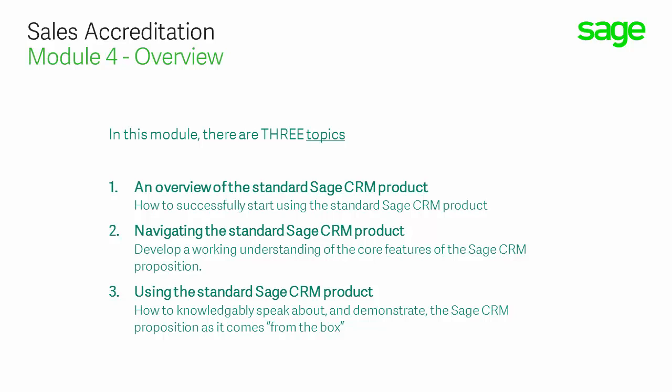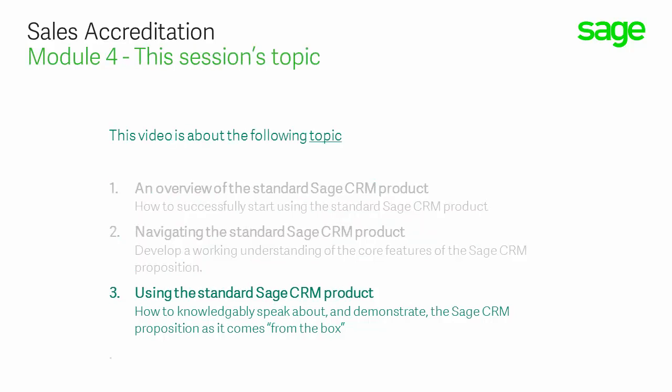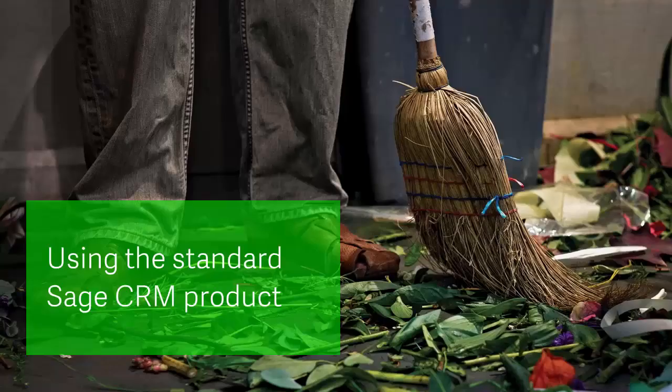When you've completed the topics and you go to sit the exam, if you wish to gain certification, you will gain credits for this module. This video is about the following topic. It contains information specifically on using the standard Sage CRM product. When you've completed this topic, you can move on, assuming you've completed the first 2, and do your exam for this module. So let's make a start and talk about using the standard Sage CRM product.